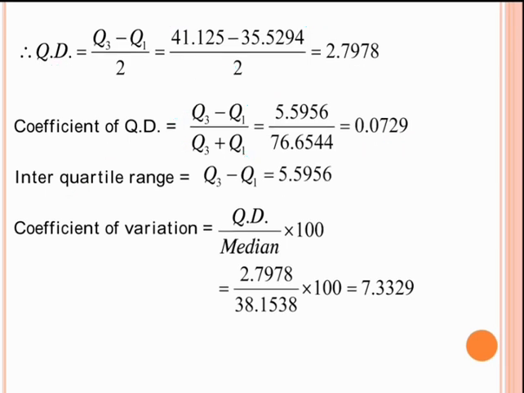Now where is the use of Q2? Q2 means median, right? So that is why we have just found the value of Q2, that is median. You just see the formula of that, you will find the formula similar to median. So coefficient of variation is given by QD upon median into 100. So QD obtained above is 2.7978 and median is what? Q2. So value of Q2 was 38.1538 into 100, which is equal to 7.3329.